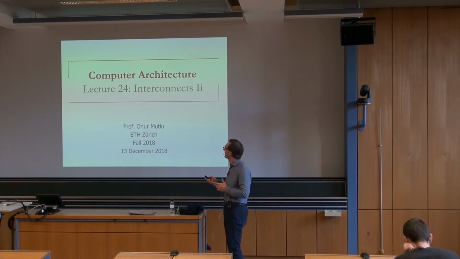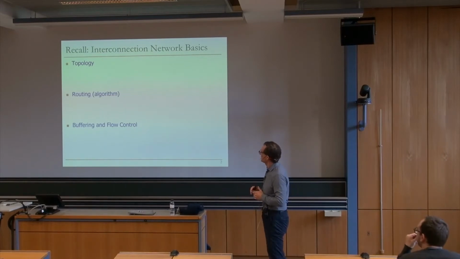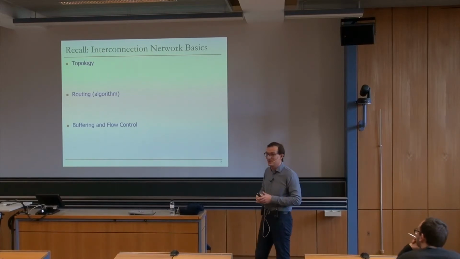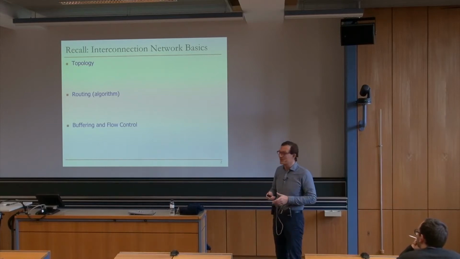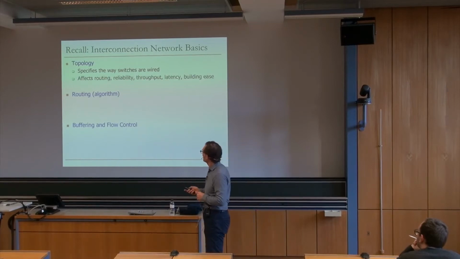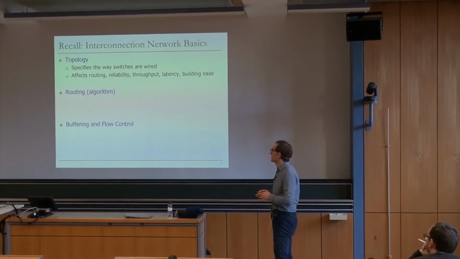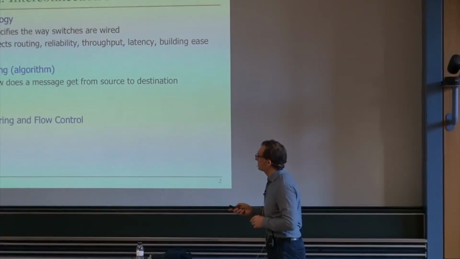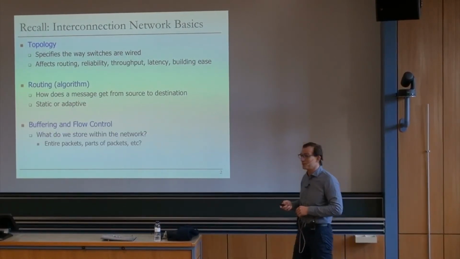That's good, right? Okay, so this is what we covered mostly yesterday. Essentially, we talked about three major things in an interconnect: topology, routing, and buffering and flow control. And we talked about a lot of topologies, the way switches are wired, and we said that this affects pretty much everything that you design in a network. We talked about routing, different ways of doing it, and buffering and flow control.